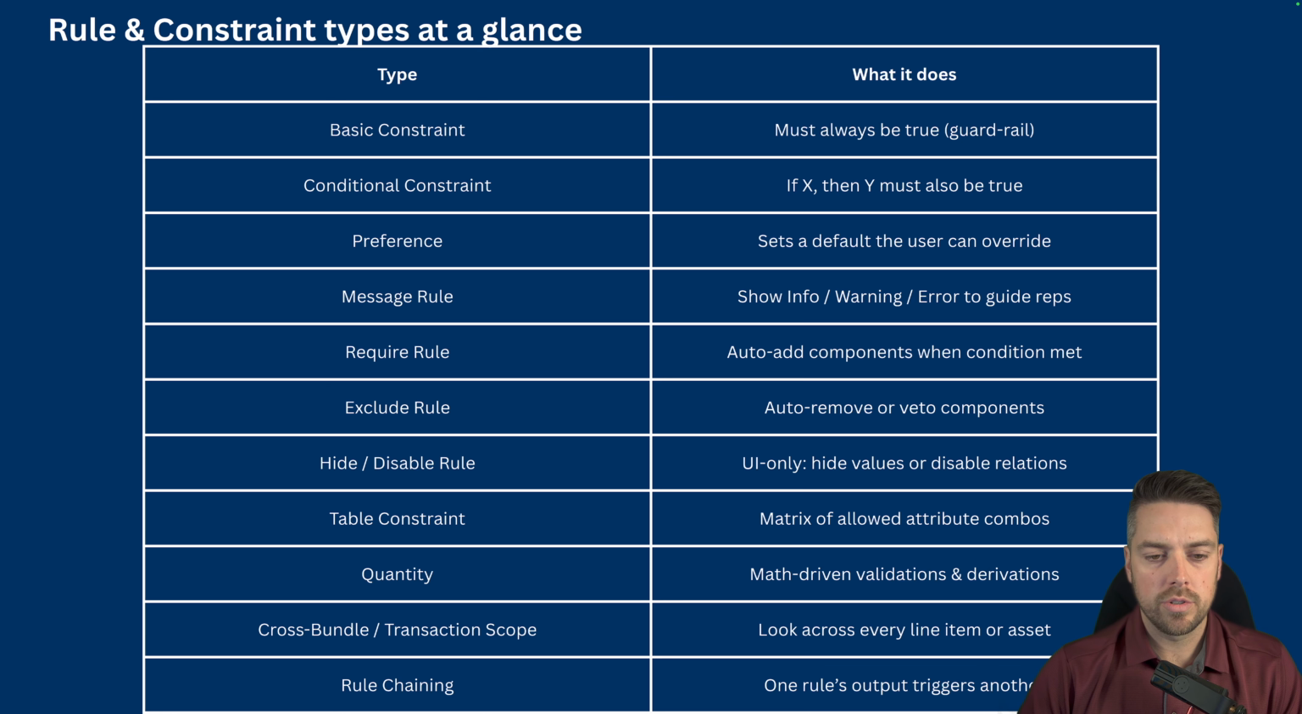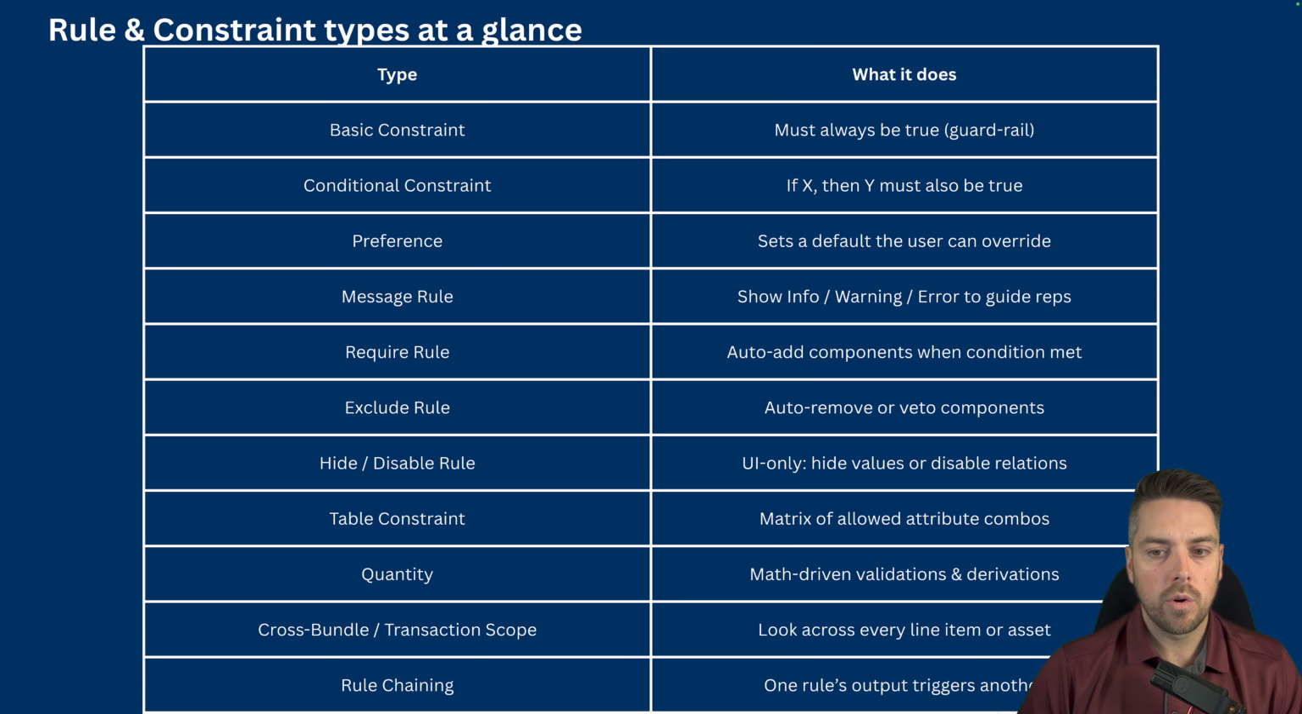You can have message rules. So you can have messages that show up within the configurator or in the transaction editor. If you've got different rules that you're going up against, it can be an info, warning, or an error, depending on the type of message that you want to show up in there. And that's going to show up, again, either in the configurator or against a specific quote line.